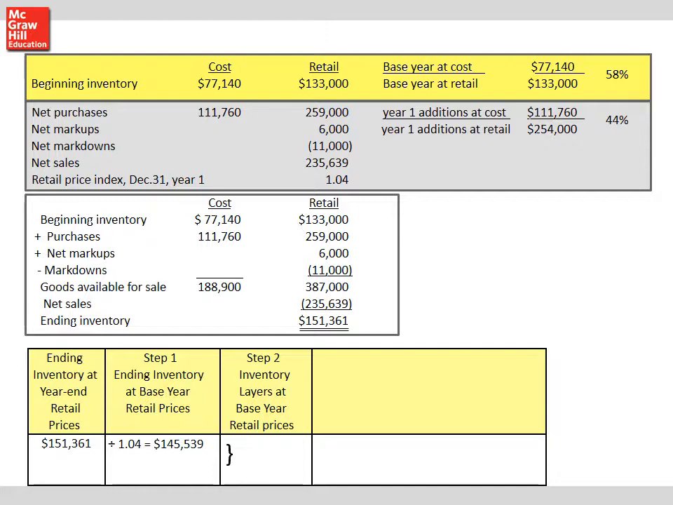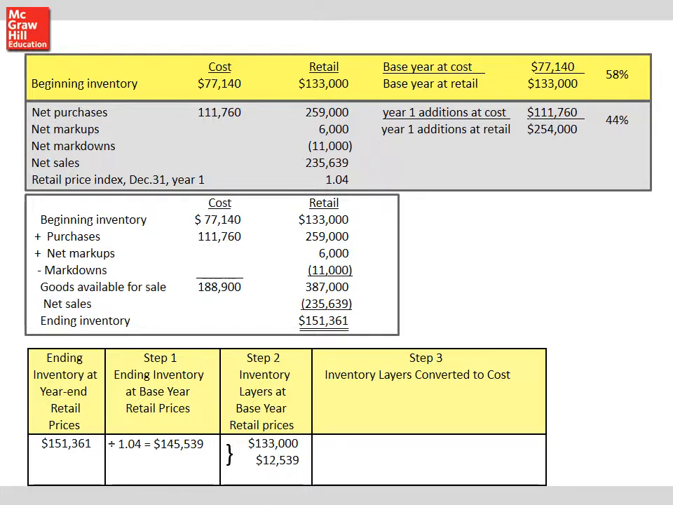So let's see what kind of inventory layers there will be. The first 133,000 of retail value is at base year price, because that's beginning inventory, 133,000. The remaining 12,539 is a new layer that was added this year. So that will total the 145,539. We've accounted for that. Now let's convert those to cost.